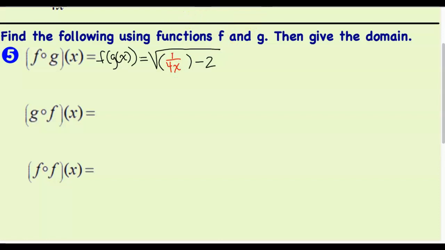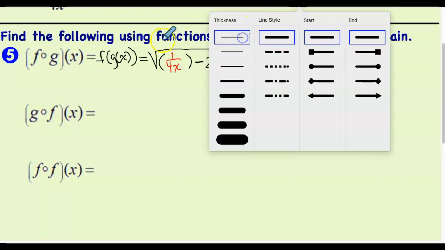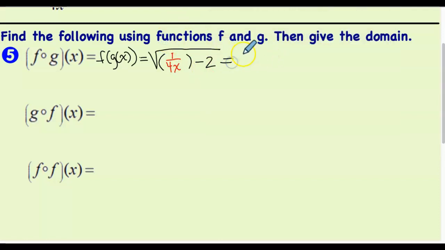Look at it, clean it up, make sure you get it to the point where you can find the domain. You know pretty much you're in good shape if you can get the domain. So just look at what you got: 1 over 4x minus 2. And I'm going to go ahead and take those two fractions and combine them. So 4x being my common denominator, what I'm going to have is 1 minus 8x over 4x.